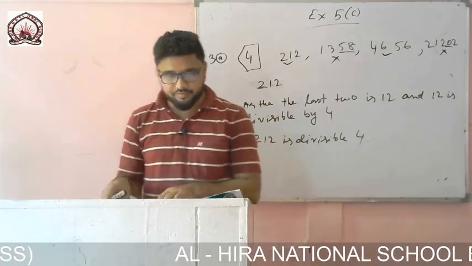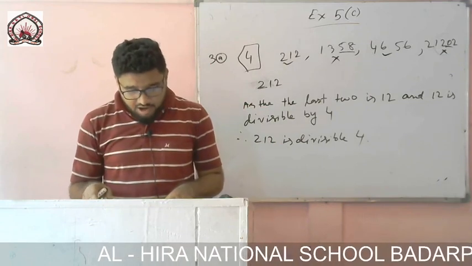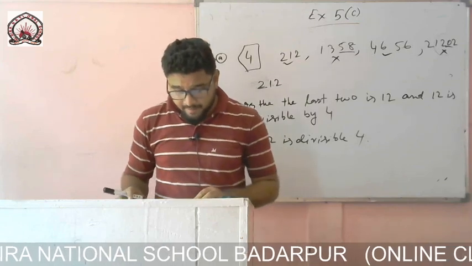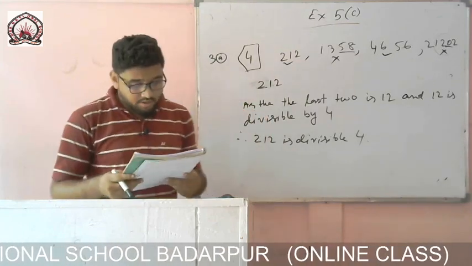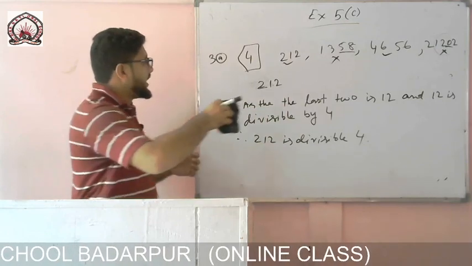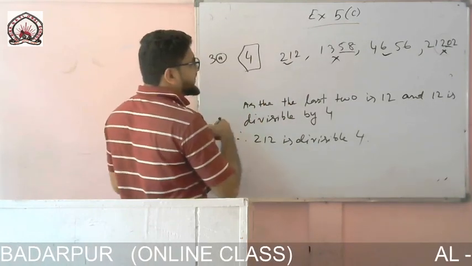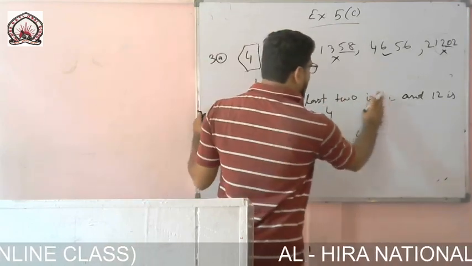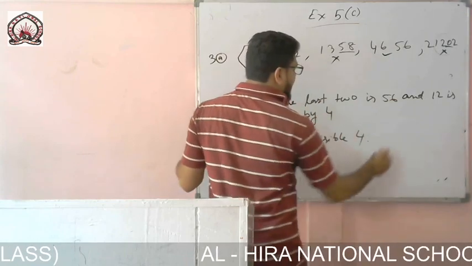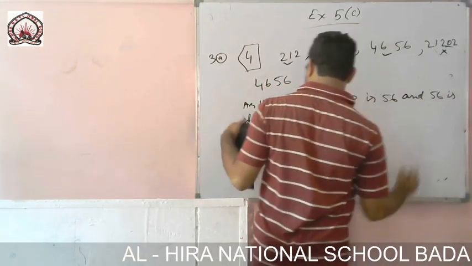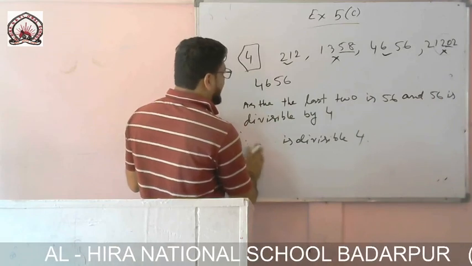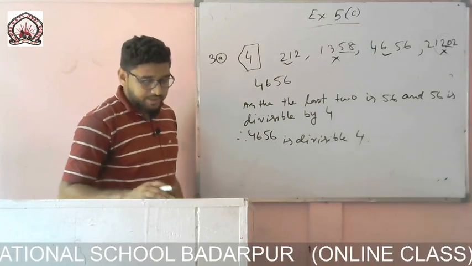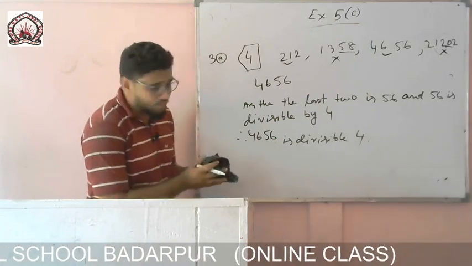Now come to question number B. B is also the same, so you can practice. Okay, one let me complete fully. 4656. Then you just replace like this, 56 and 56. Then here you write 4656. Now you can do 3B at your home.